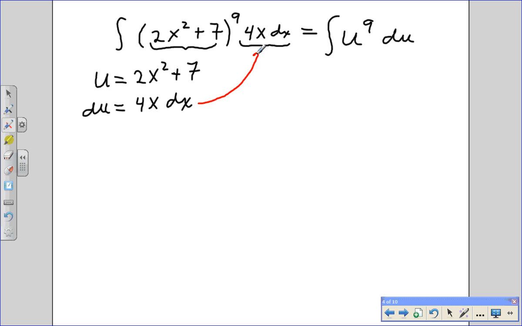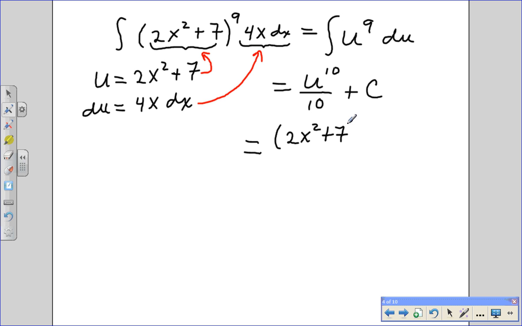I substitute du in there, and u inside the parentheses. And we know what that integral is. That's u to the 10th over 10 plus c. Now, my original problem was in terms of x, not in terms of u. So you have to rewrite this in terms of x. And so u was 2x squared plus 7, all raised to the 10th now, divided by 10 plus c.